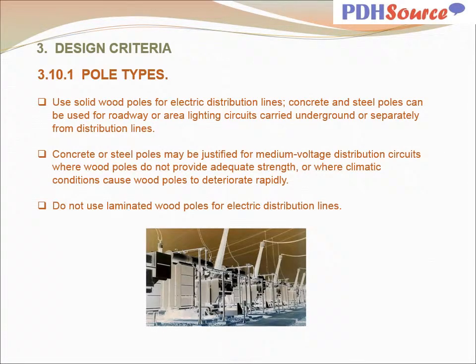Use solid wood poles for electric distribution lines. Concrete and steel poles can be used for roadway or area lighting circuits carried underground or separately from distribution lines. Concrete or steel poles may be justified for medium voltage distribution circuits where wood poles do not provide adequate strength or where climatic conditions cause wood poles to deteriorate rapidly. Do not use laminated wood poles for electric distribution lines.